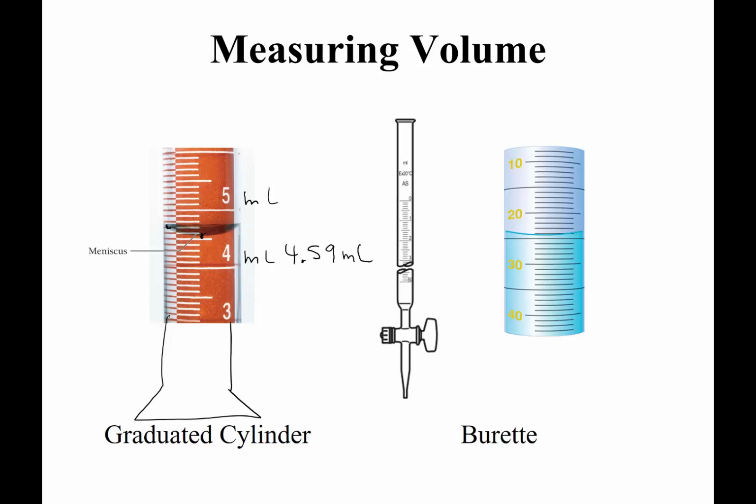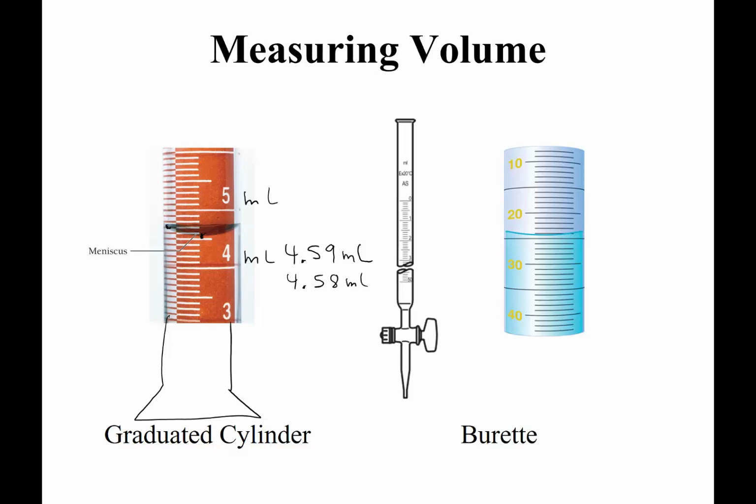Somebody else might say, nah, this is right on the dot, so then it would be 4.60 milliliters, or maybe 4.58 milliliters. Okay, and that's how you read a graduated cylinder.